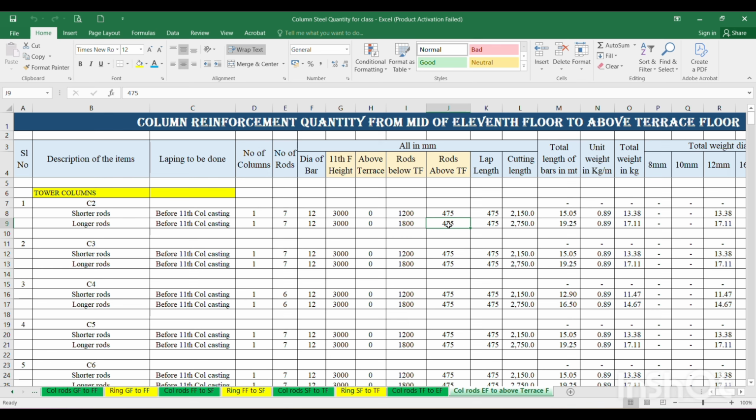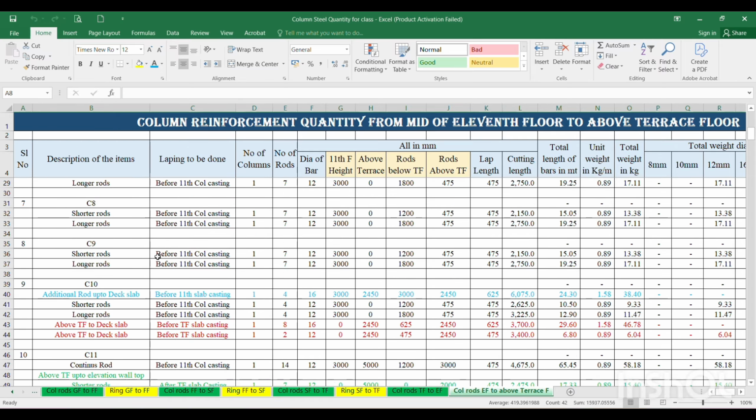For whatever column is going above terrace floor, for the dummy column, we can keep it like that, and we can put dummy columns wherever they come along with the parapet wall, and wherever they come in the center, those columns will get terminated. Then this rod will get bent into the terrace floor slab, and this is the lap length for the below rod. The same thing you have to follow from C2 to C9.